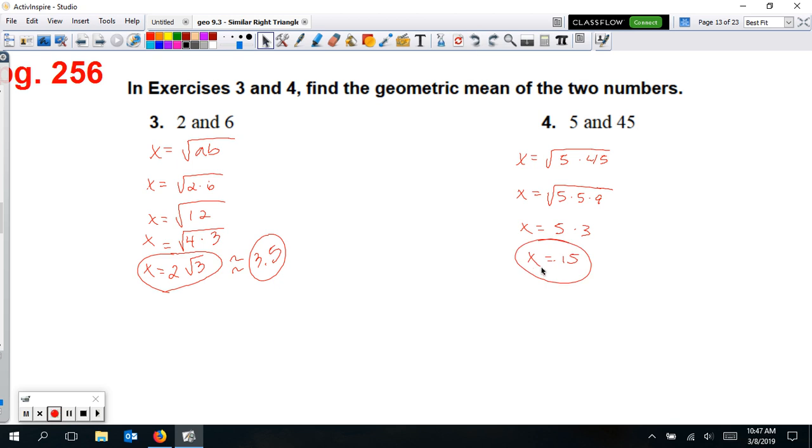Hopefully you got that answer. Now you may have multiplied 5 times 45 and got 225. The square root of 225 is 15. So that's another way you could have done this and you got the same answer. So as long as you got 15, you did it right.